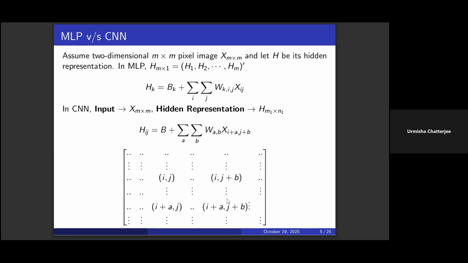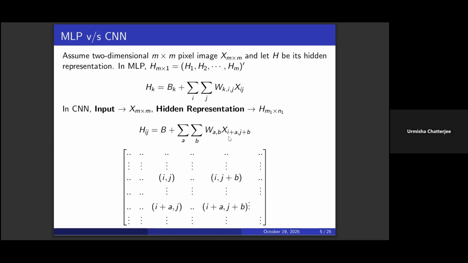Then it has a set of weights. It assigns those weights to the elements belonging to a smaller section of the image, then takes a summation plus a bias term. It is similar to what it was doing in the multilayer perceptron, except that now we are considering smaller regions inside. The region changes with the hidden representation Hij, but the weights remain the same.